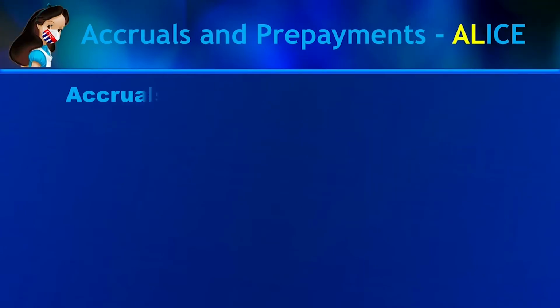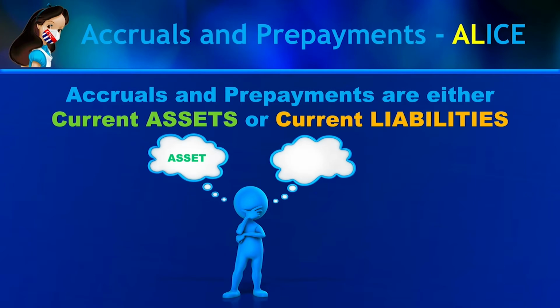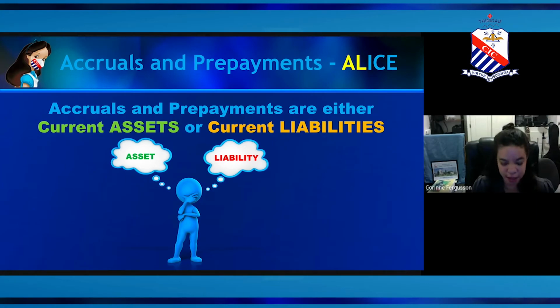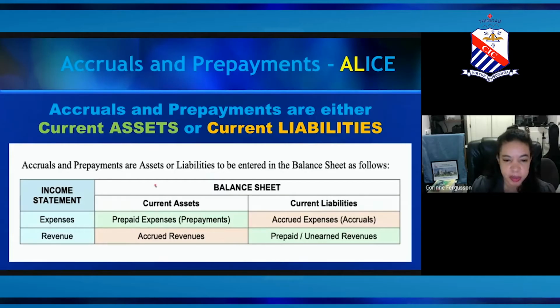So in Al, accruals and prepayments are, more specifically, either current assets or current liabilities. They're not going to be anything else. You just have to identify them. This is in your workbook, and this is what you're going to have to learn off. We put it in table form for you. Under current assets, you have prepaid expenses and accrued revenues. For current liabilities, you have accrued expenses and prepaid revenues.